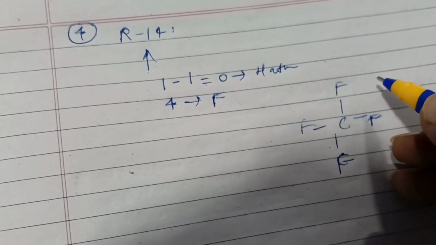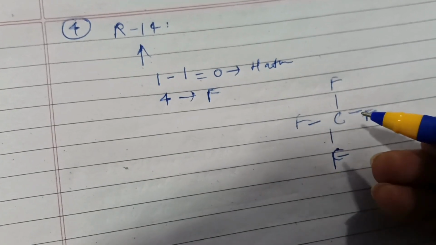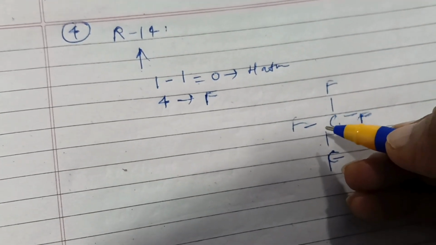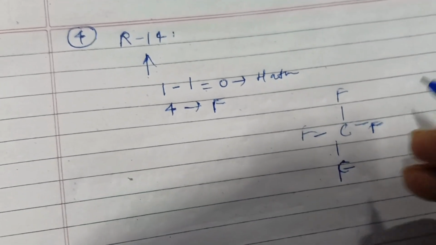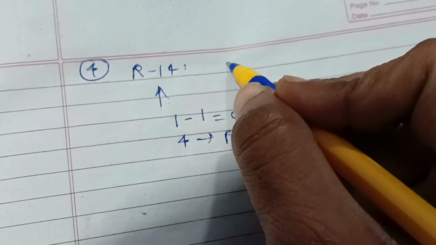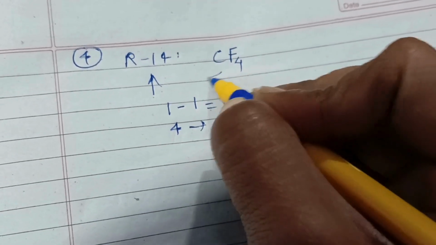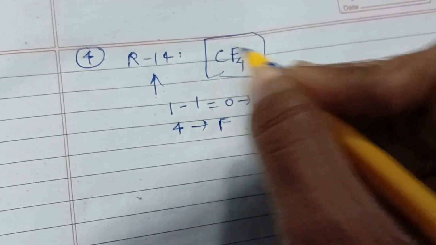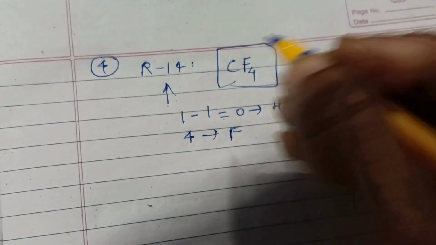And there is no chlorine or hydrogen coming into the picture because there is no place for chlorine. All the four bonds are taken by fluorine. So very quickly we can write the formula as CF4, as this is methane based. So CF4, right? This is the formula.